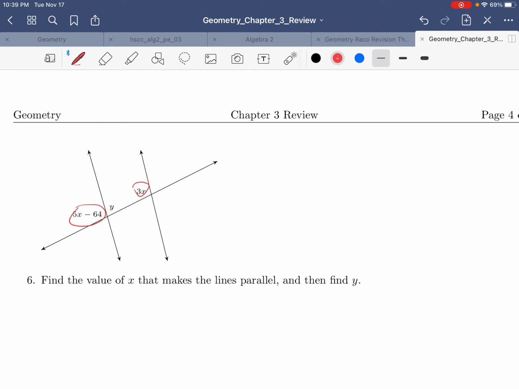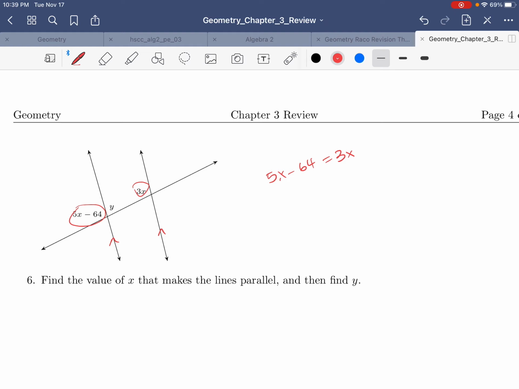Now there's a theorem that says that if those two angles are congruent, then the lines must be parallel to each other. So to make the lines parallel, I'm going to take those corresponding angles and write down that they are equal to each other. So if I make those two angles, 5x minus 64, equal to 3x, then I can have parallel lines.